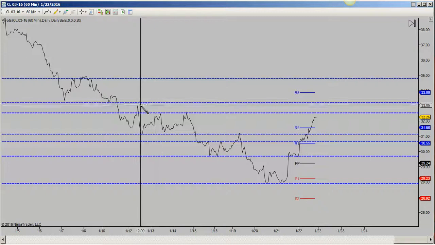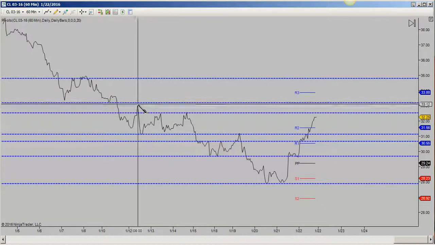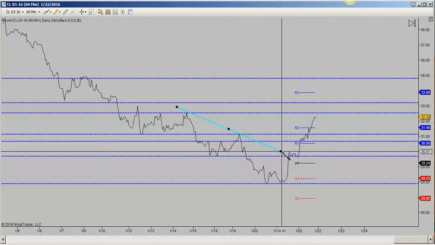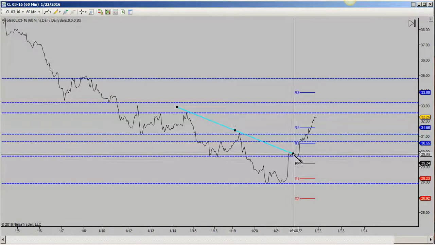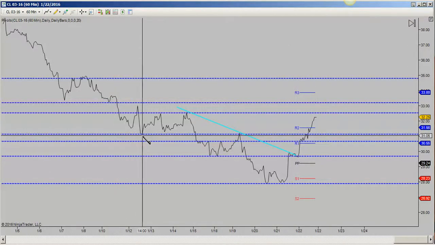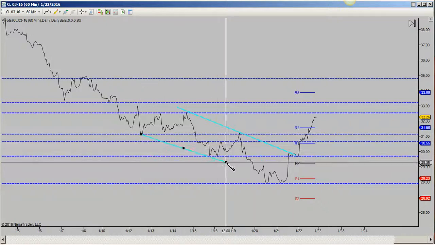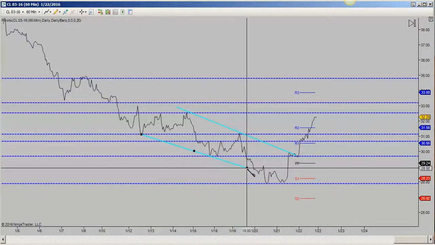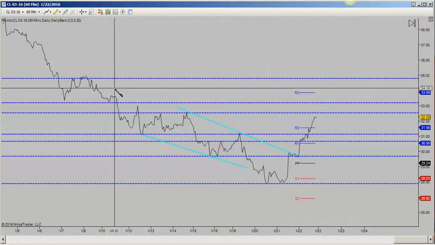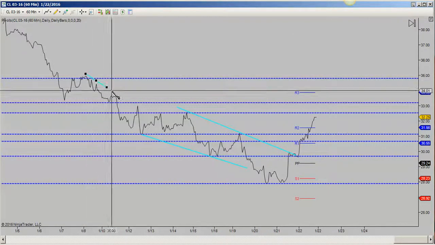Okay, like so. Some of these tops here, 1, 2, and I'm connecting some of these bottoms here, 1, 2, 3, in this area.